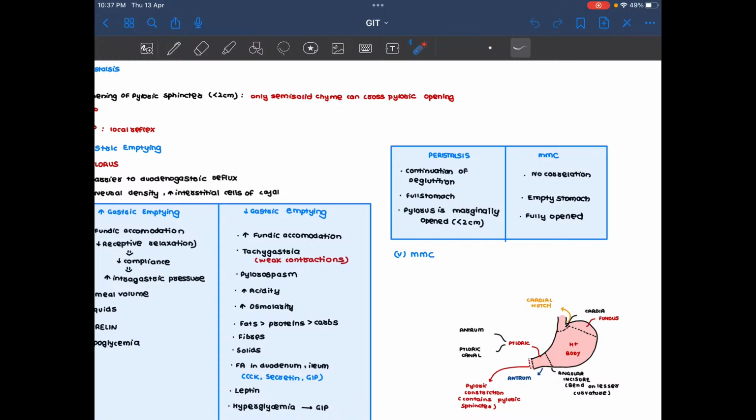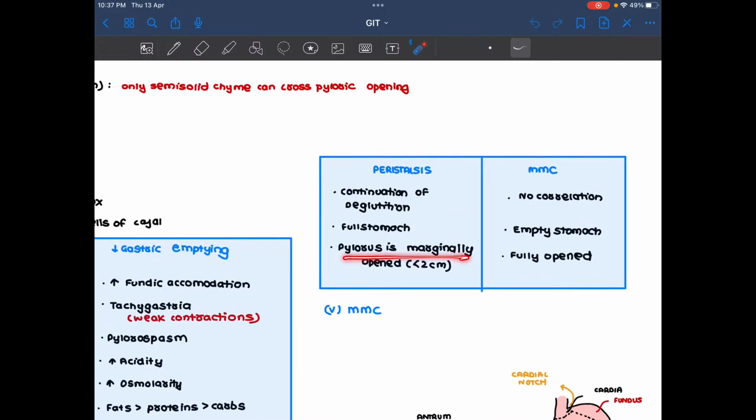So obviously you're seeing one thing कि peristalsis में pylorus was only marginally open, but there is some mechanism by which the pylorus can get fully open and expel all of that content. So what is that thing known as? It's known as a migratory motor complex.